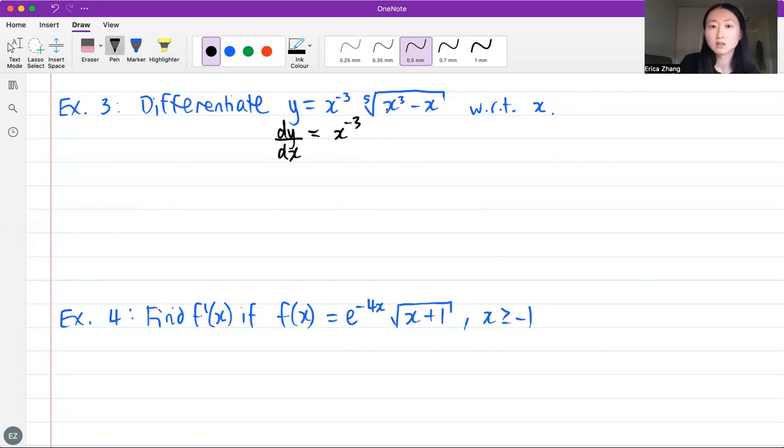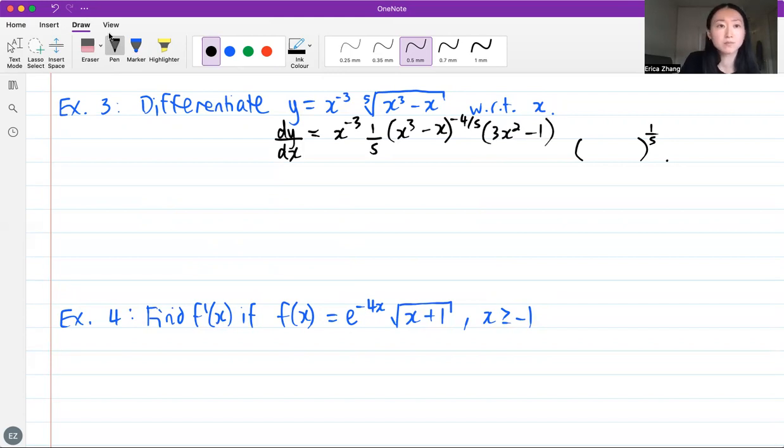So this is equivalent to (x cubed minus x) all raised to the power of 1/5, right? So applying the power rule combined with the chain rule, we get 1/5 times (x cubed minus x), and then 1/5 minus 1 is -4/5. And then by chain rule, the derivative of the inside, 3x squared minus 1. I'll just quickly erase this. Okay, so that's our first part, and then plus the second function.